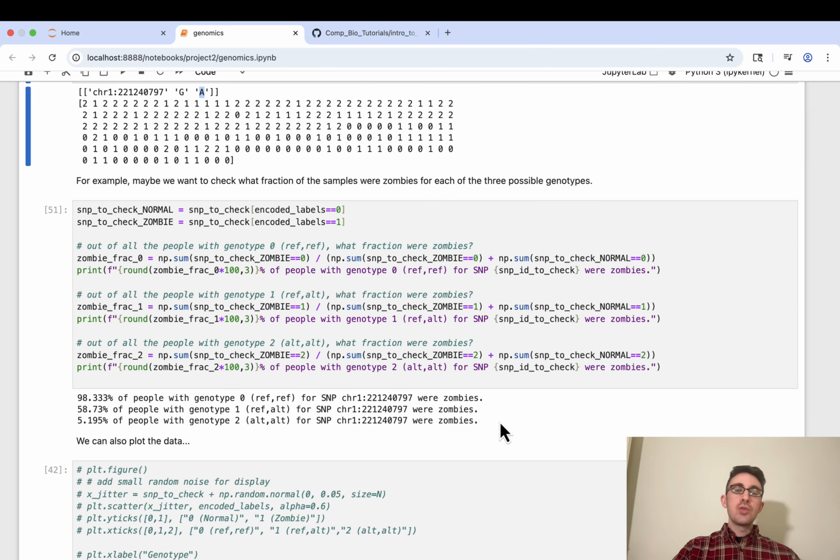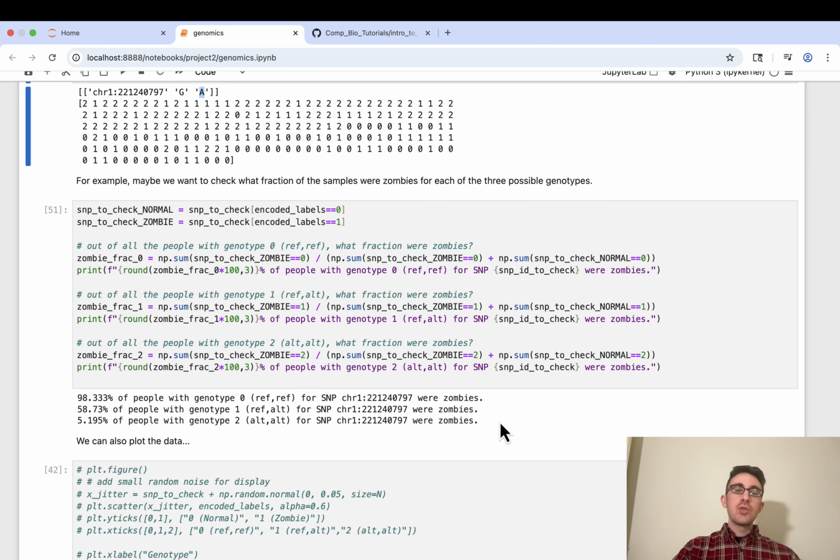And then for people with 2 copies of the alternate allele, meaning both of their chromosome copies had an A in this position, only about 5% were zombies. So again, at this point, we can't technically say anything about causation. We can only really talk about correlation and statistical association.